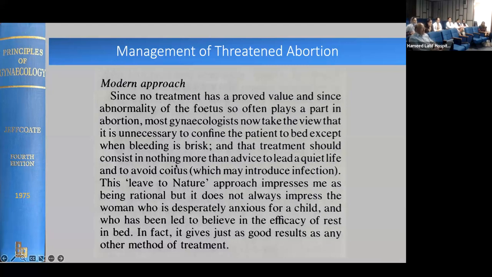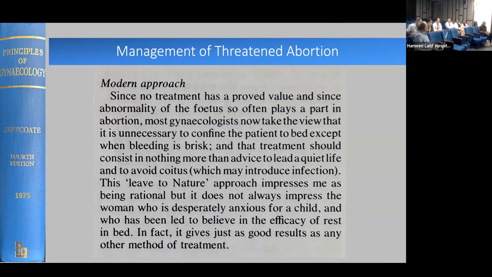And that treatment should consist in nothing more than advice to lead a quiet life and to avoid coitus, which may introduce infection. This leave-to-nature approach impresses me as being rational, but it does not always impress the woman who is desperately anxious for a child and who has been led to believe in the efficacy of rest in bed, right? So you don't have to argue. In fact, it gives just as good results as any other method of treatment.